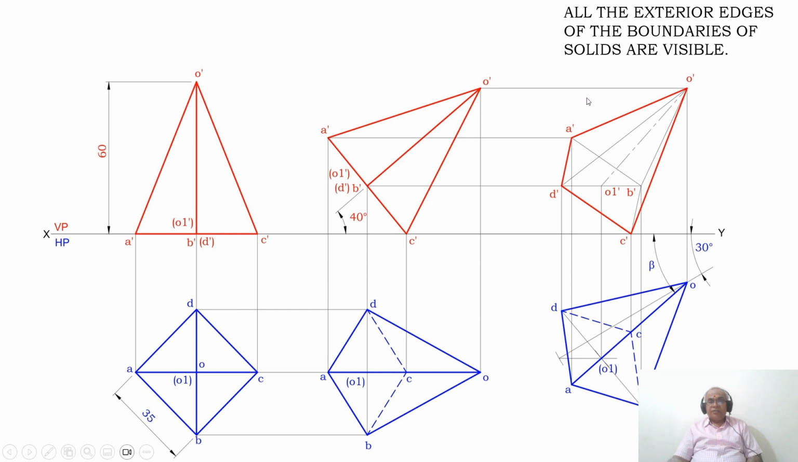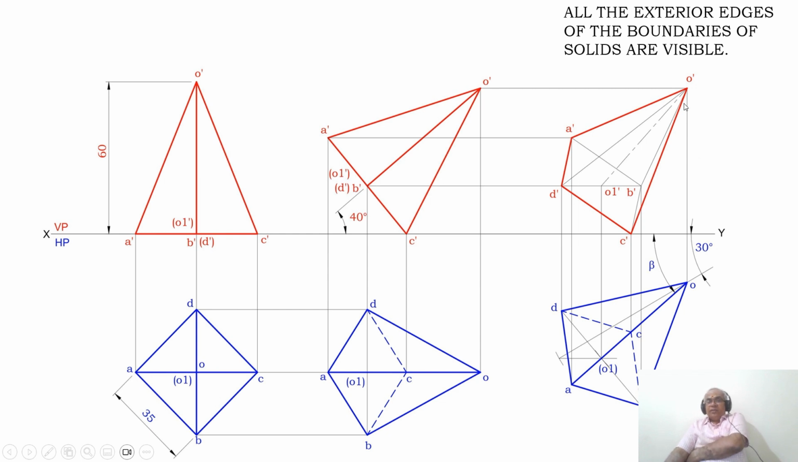Similarly, draw a horizontal projector from O dash and draw a vertical projector from O. These two lines are going to intersect at this point. You mark that point as O dash. Now once you do that, join A dash to B dash, B dash to C dash, C dash to D dash, and D dash to A dash with a thin line, and join O dash to A dash, then O dash to B dash, then O dash to C dash, then O dash to D dash with thin lines.